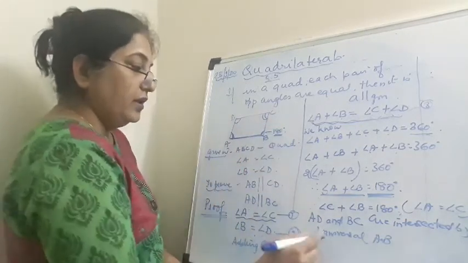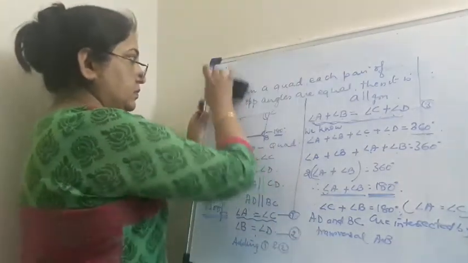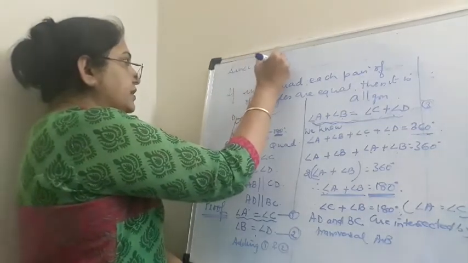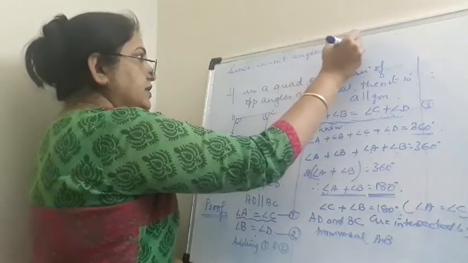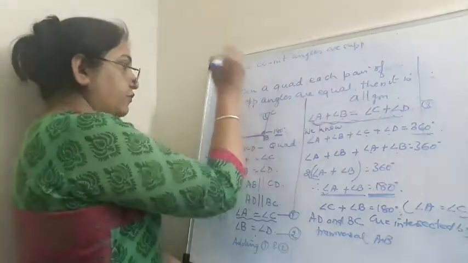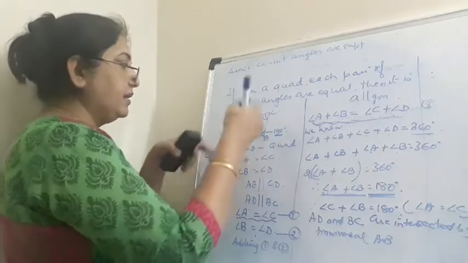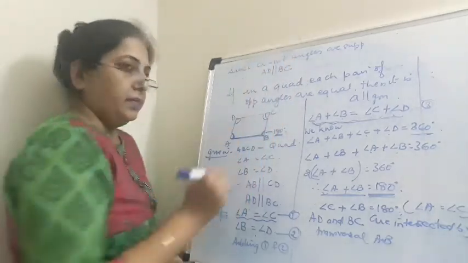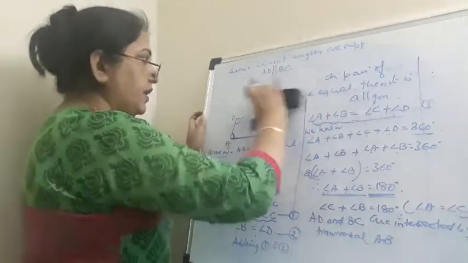So therefore, since co-interior angles are supplementary, these two lines are parallel, and therefore I can write AD is parallel to BC. Fine. Now the statement I am rubbing.